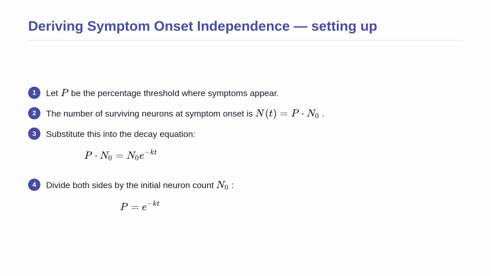Now, look at both sides of the equation. We can divide both sides by the initial neuron count, n0. This mathematical operation cancels out n0 entirely, leaving us with p equals e to the power of negative kt. This crucial step shows that the initial reserve of neurons has already vanished from our equation.